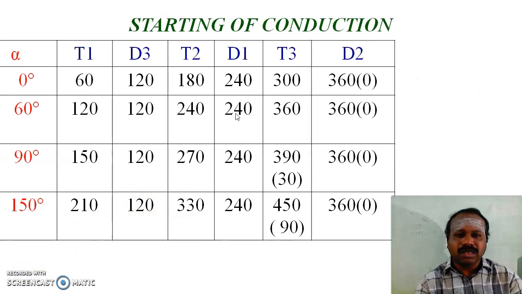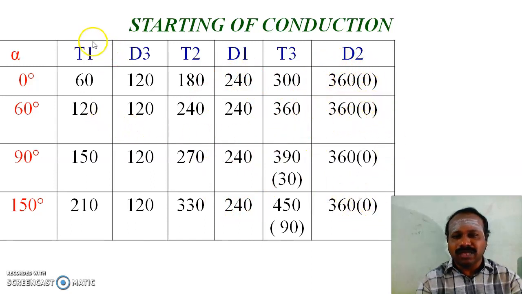This table shows the starting of the conduction for various values of alpha. For alpha equal to 0 degree, the first thyristor T1 starts its conduction at 60, D3 at 120, T2 at 180, D1 at 240, T3 at 300, and D2 at 360. This conduction of the diodes is independent of the firing angle. So for all the values of alpha, the conduction of the diode never changes. This D3 starts the conduction at 120 degree. Similarly, D1 starts the conduction at 240, and D2 starts the conduction at 360 degree.